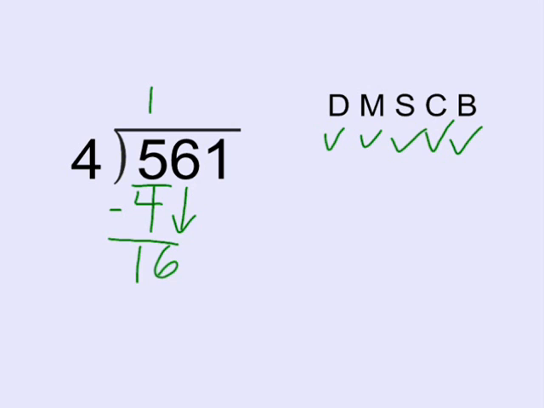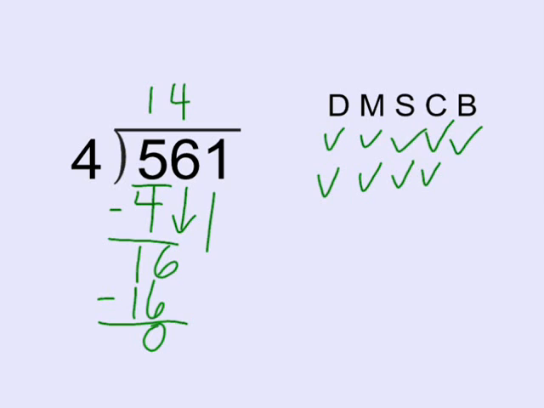So I divide. 4 into 16 is 4. Then I multiply. 4 times 4 is 16. Then I subtract. 16 minus 16 is 0. Then I check. 0 is less than 4. Then I bring down. And my new number is 1. Now I have to divide 4 into 1. Wow. 4 cannot even go into 1. So my answer is going to have to be 0.